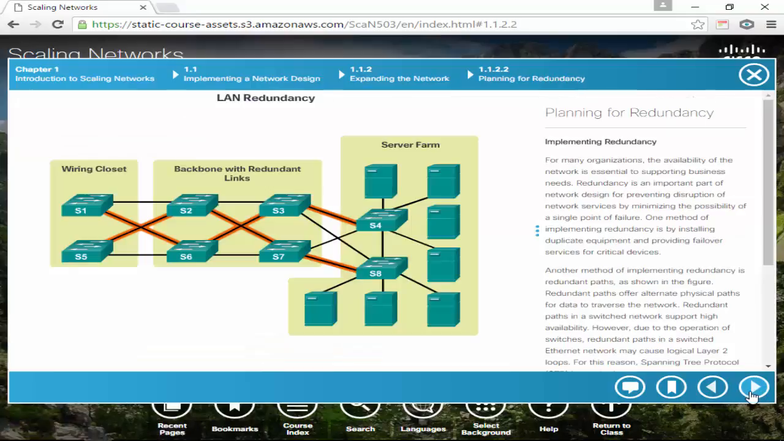Alright, so planning for redundancy. Well, why isn't every network built exactly like this picture? Well, because redundancy costs more money. The more redundant you are, the more money it costs. But if you can, you want to do this every time. Alright.